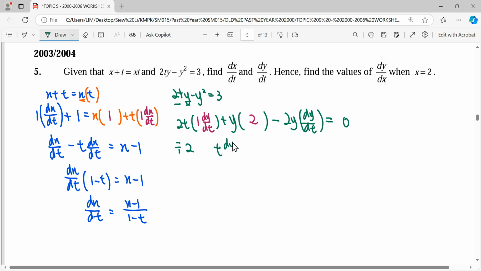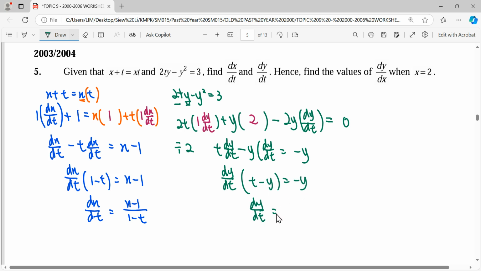So we get t dy/dt minus y dy/dt. At the same time, I move the y to the right hand side, it becomes negative y. Then you factorize out the dy/dt. So dy/dt equals negative y over t minus y.